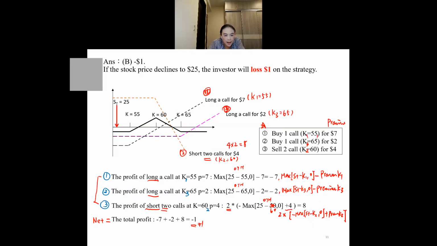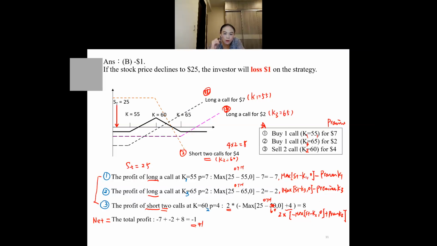So total profits, let's take a look. Remember, ST equals 25, so we input this ST into the payoff diagrams and payoff rule. The first one, long call with K 55 and premium cost $7: the payoff is maximum of ST minus E, minus 7. So the answer is minus 7 because it's out of the money. The second one is 65. So 25 minus 65 is still out of the money, and you lose the $2 premium, so it's minus 2.